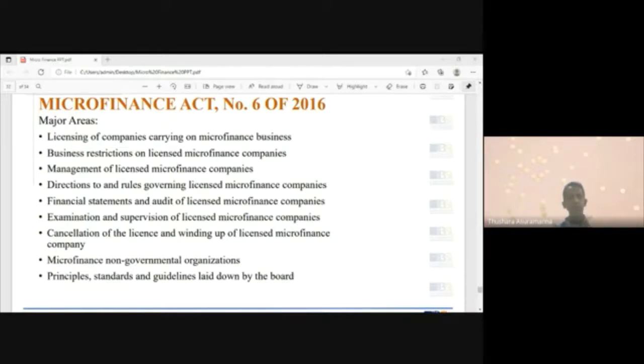Direction and rules governing. There may be rules and regulations also that have been set, and if you are running a microfinancing business organization, you need to abide by these rules and regulations. Financial statements. So how to prepare, how you present, who should audit, what could be the auditing requirements, and everything also will be covered under this Act.